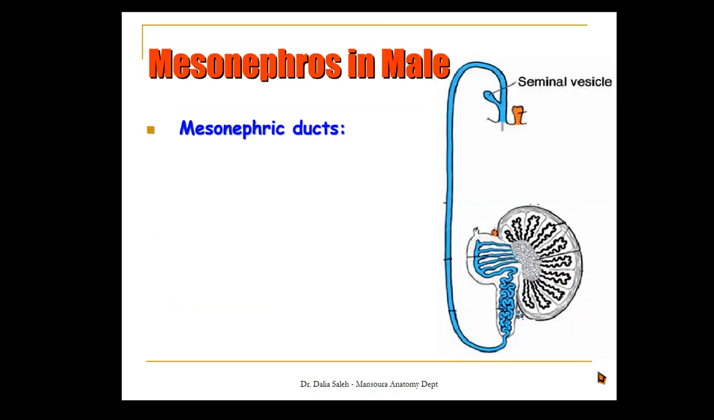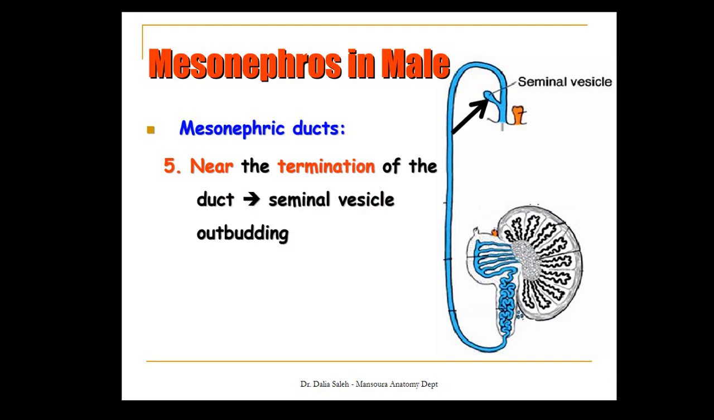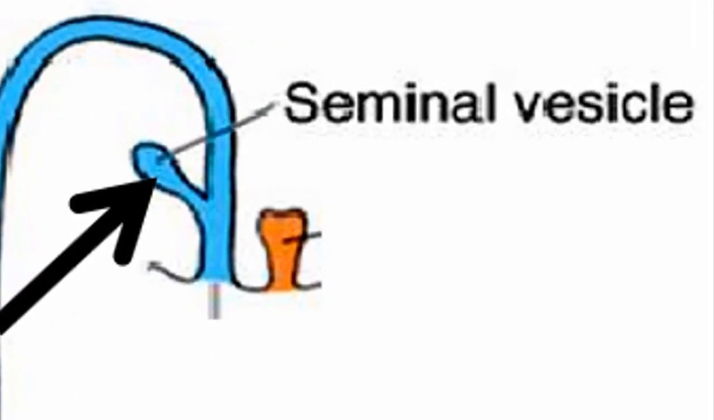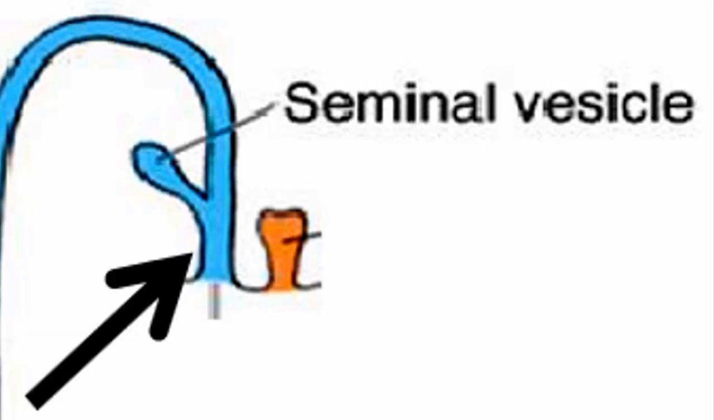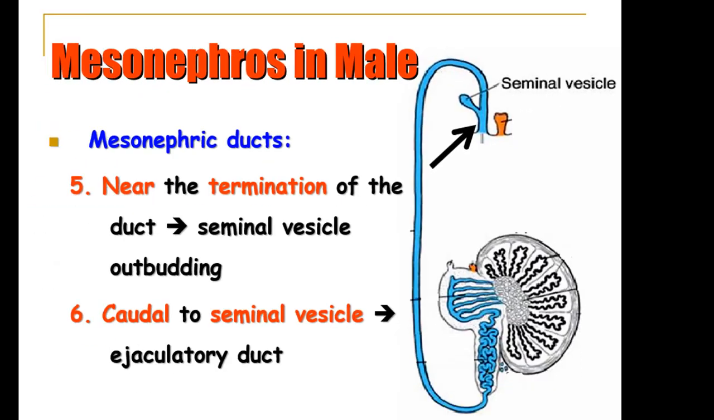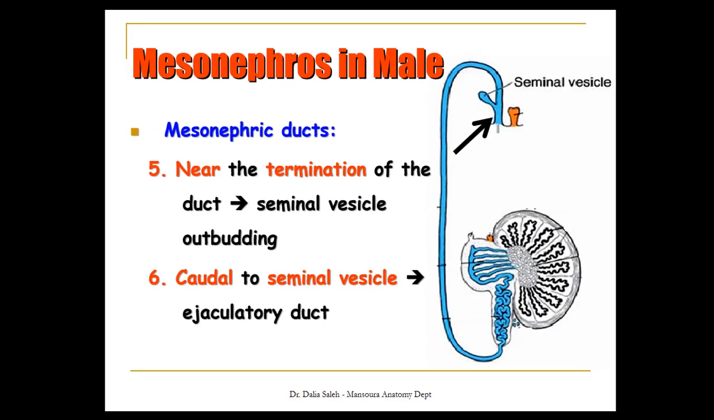If we move more and more towards the caudal end of the mesonephric duct, we will notice an outbudding or outgrowth of the mesonephric duct near its termination. This outbudding will form the seminal vesicle. Caudal to it, the ejaculatory duct will form. So far we have six derivatives of the mesonephric duct in male.